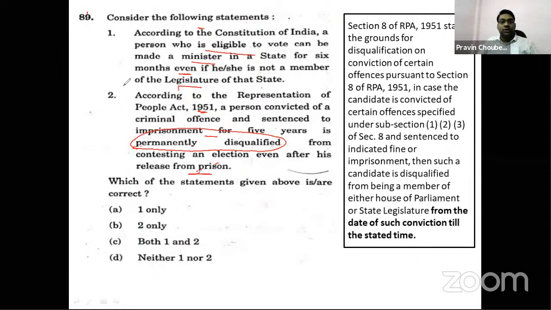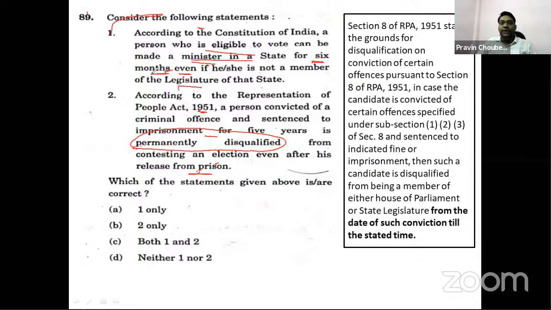So there are two statements. These two statements are talking about members of the legislature. I will give you the PDF. The first statement is talking about any citizen of India who is eligible to vote in Lok Sabha and state legislative assembly elections, meaning they are eligible to be a minister for a period of 6 months. This is given in our Constitution.